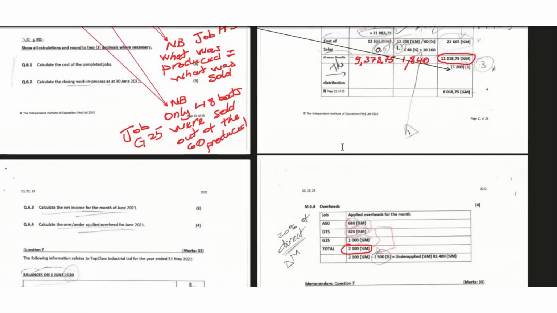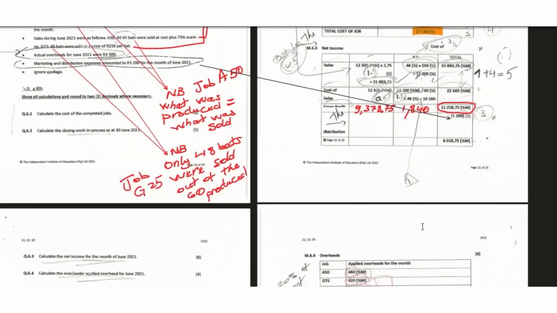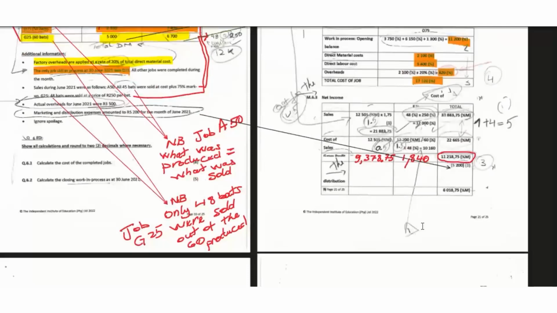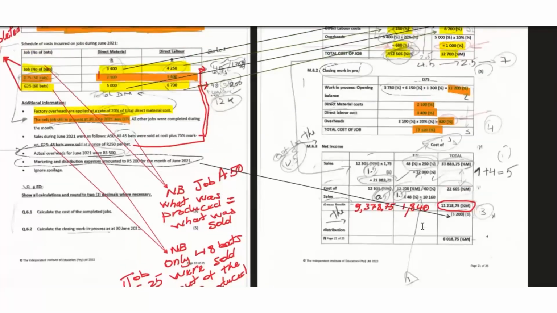Question 6.3. Calculate the net income for the month of June. The net income. What would the net income include? Only the two jobs that were completed. It will never include a job that was not completed.